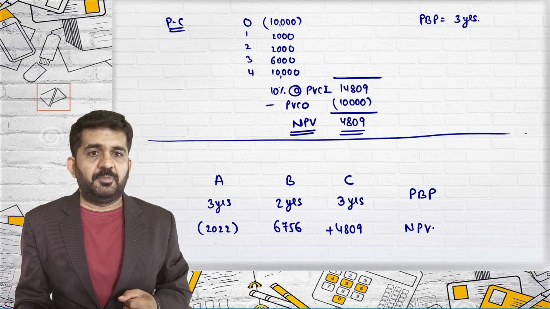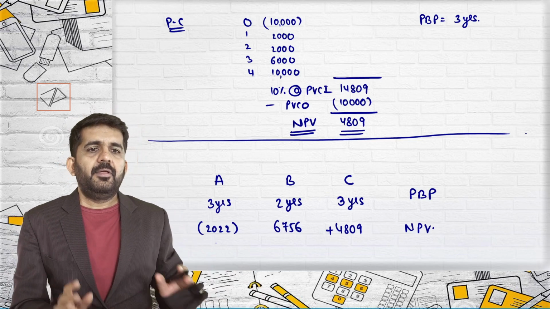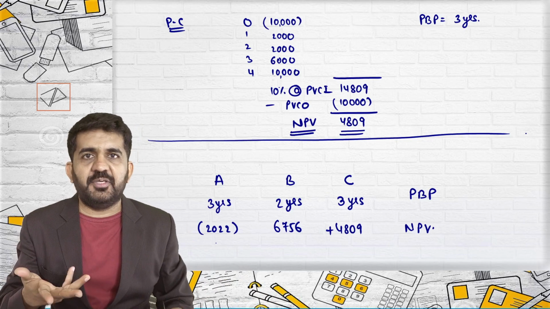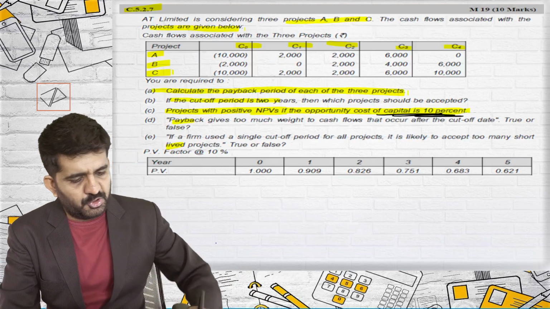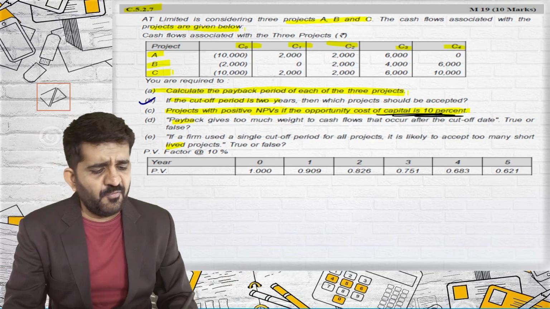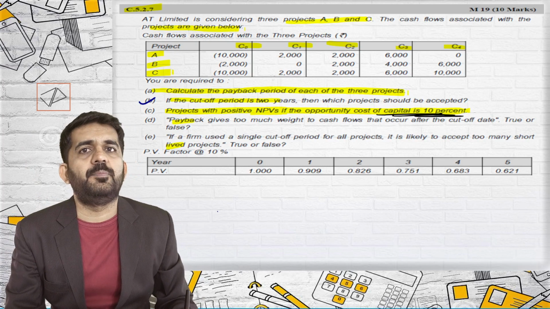All of you have reached up till this stage. Payback period of all 3 projects are available and NPV of all 3 projects are available. Let us solve this question first. If cutoff period is 2 years, then which project should be accepted?